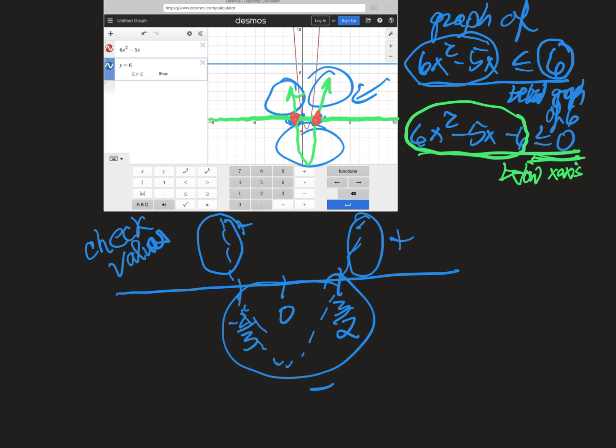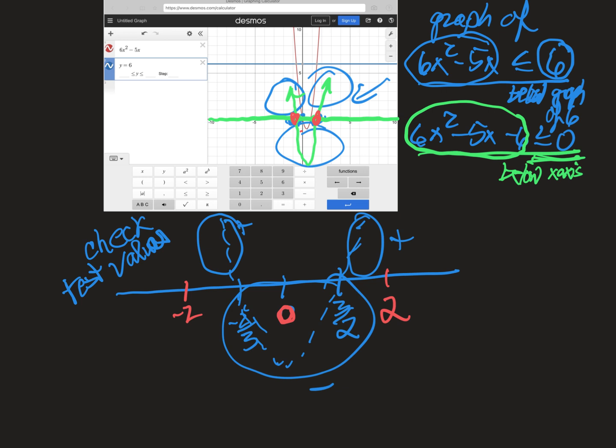And since the negative 2/3 and the 3/2 divide up the number line, we pick what we call test values, okay? So I just need a number less than negative 2/3. So negative 2 is a test value. I need a number between negative 2/3 and 3/2. Let's pick 0. That's a test value. And then let's pick 2 as a value bigger than 3/2.